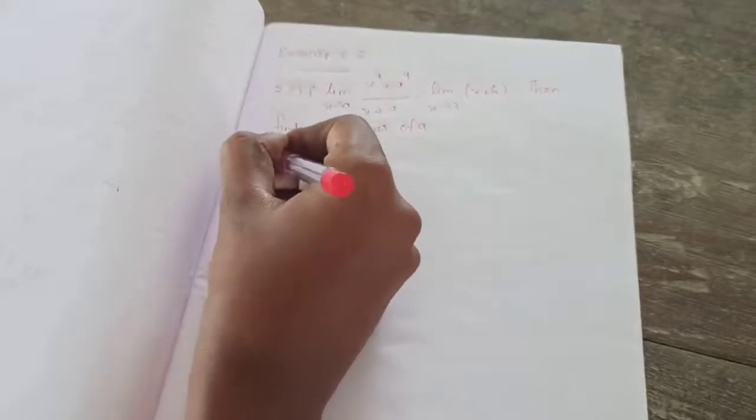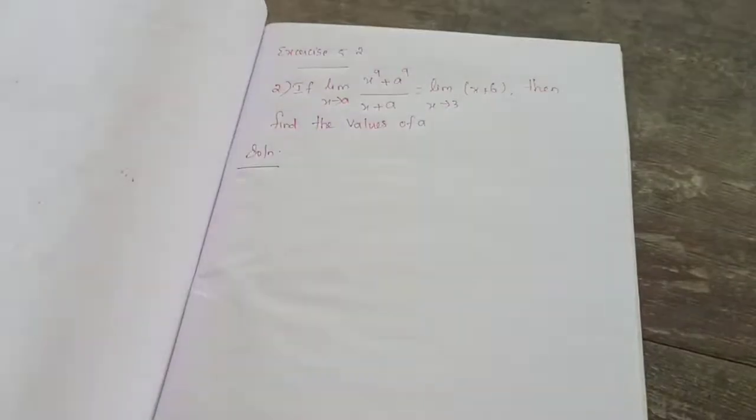Find the values of a. Okay, what you need to prove? If limit x tends to a, x power 9 plus a power 9 divided by x minus a is equal to limit x tends to 3, x plus 6, we need to find the value of a. Okay, shall we do? So first Roman you need to complete fully. Second Roman I will do for you.